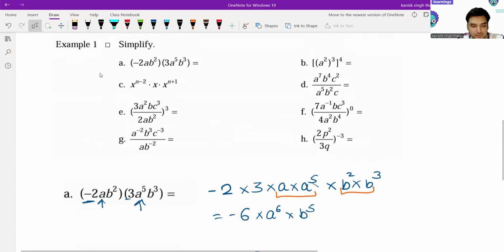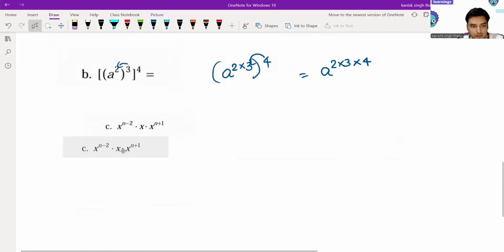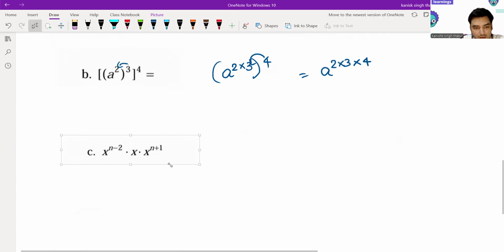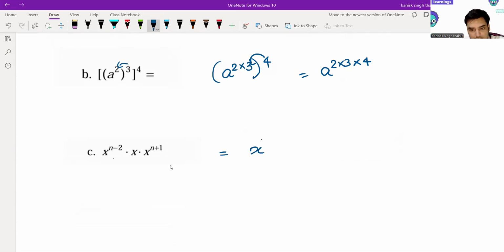Now, suppose I have this third question, x to the power n. Again, all are the same base, so I'll directly add the powers: x to the power n minus 2 plus 1 plus n plus 1. So 2n, and then plus 2 minus 2 cancel. I just have x to the power 2n. This is it. So these are the questions which you can do.